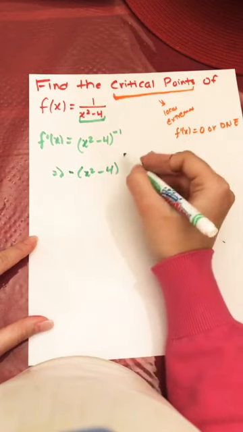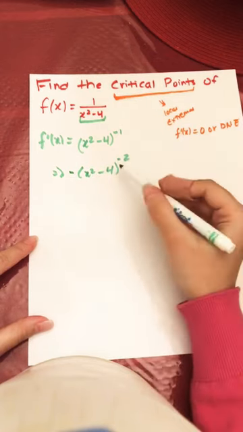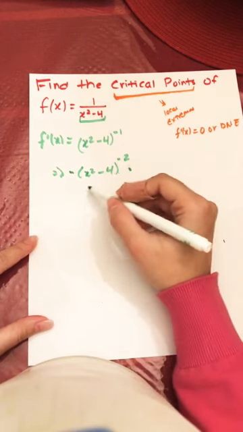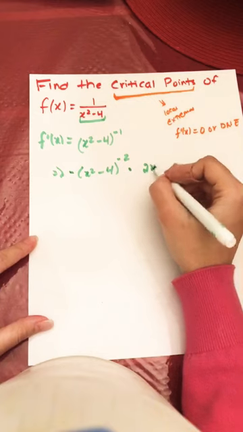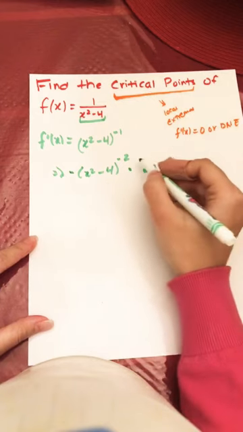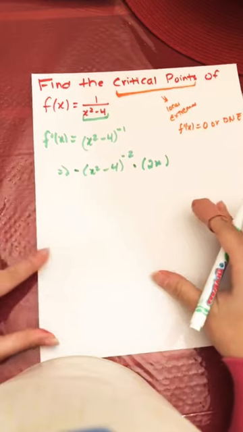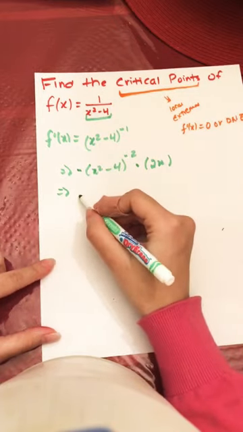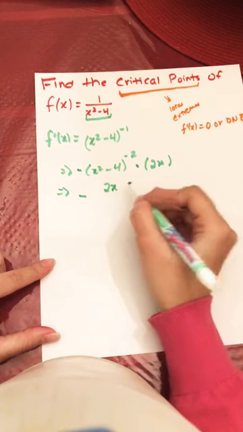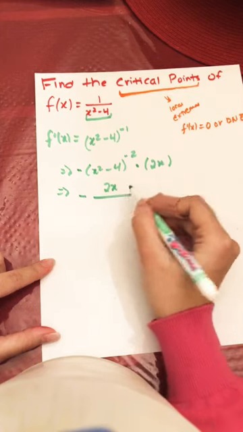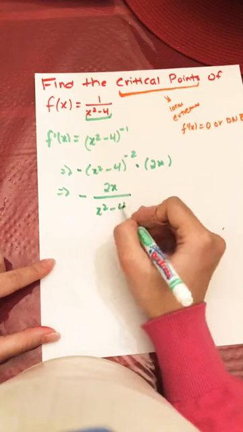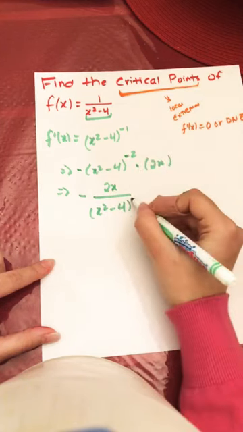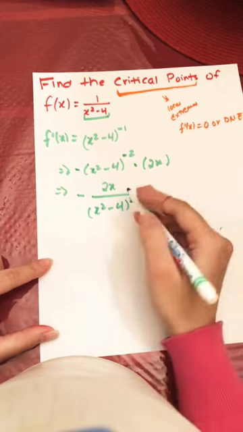Negative 1 minus 1 is negative 2 times the inside function. So the derivative of the inside function is just going to be 2x because the negative 4 is a constant, so we don't have to worry about that. Now we just have to simplify. So when we simplify this, we're going to be left with negative 2x on the top divided by x squared minus 4. And the negative 2 is just going to be a positive 2 in the bottom.